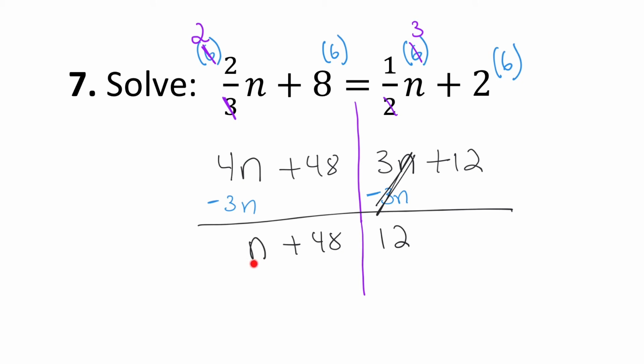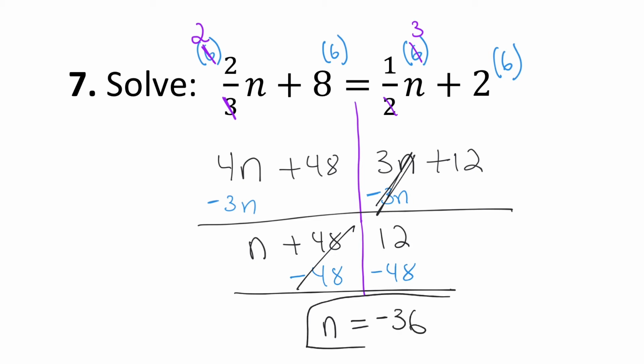Now we need to get that variable by itself. So let's get rid of the constant that's on the same side of the variable, the positive 48. You guys are going to subtract 48 from both sides. This cancels. So we get n equals, and positive 12 minus 48, that's going to be negative 36. Now, once again, guys, you can use a scientific calculator. So if you're not sure about the integers, use the calculator. 12 minus 48, and that's negative 36.